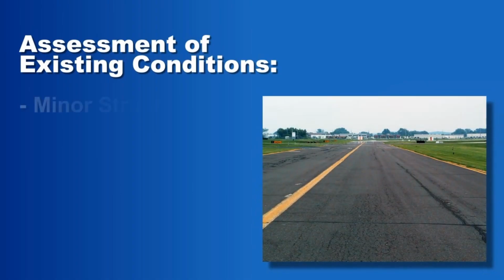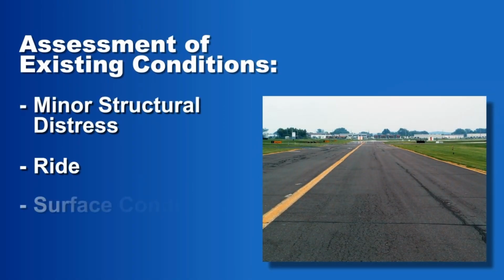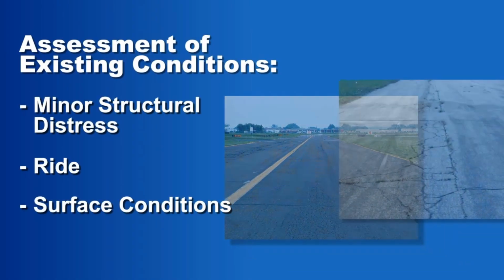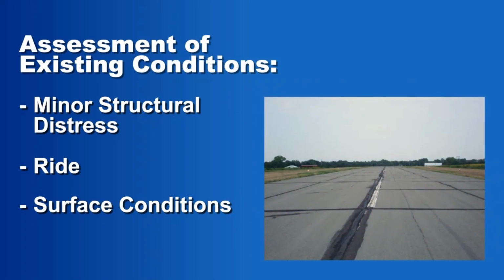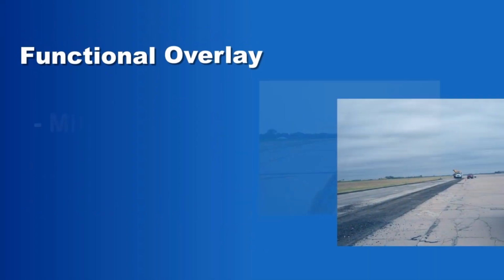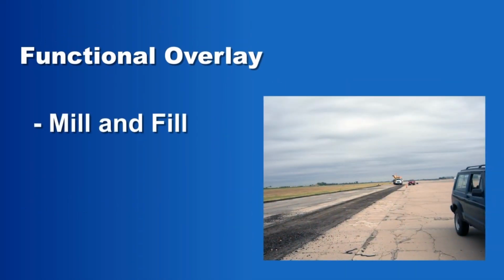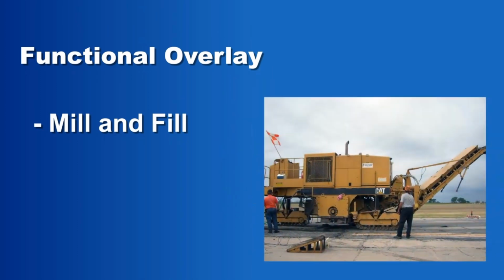Before you can design a flexible overlay, assess the existing conditions of the pavement structure. For pavements that are still adequate structurally, it may be possible to restore the surface conditions with a functional overlay. A functional overlay generally consists of milling off 2 to 3 inches of the wearing surface and putting back the same amount of new asphalt. This is often referred to as a mill and fill.